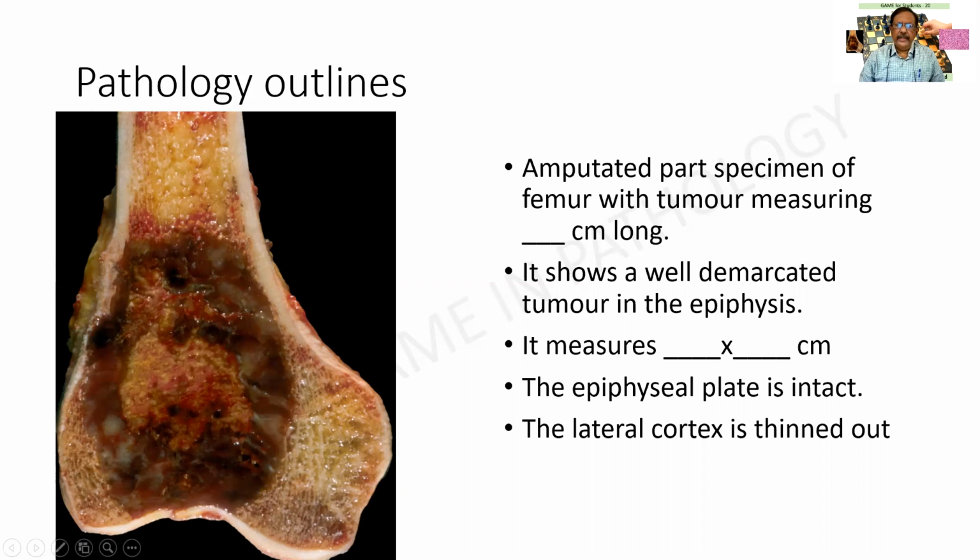The epiphyseal plate is intact. The lateral cortex here is thinned out. So this will be the description that you people will have to write. Amputated specimen, so many centimeters long. Cut surface shows well circumscribed but not capsulated lesion, which is grayish brown to grayish black in color. It shows areas of hemorrhage as well as bony trabeculae.